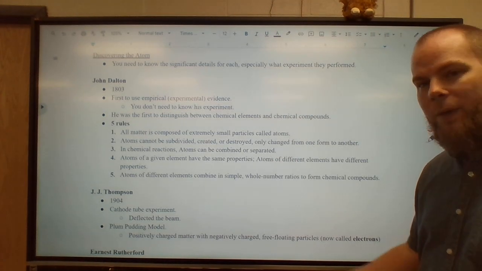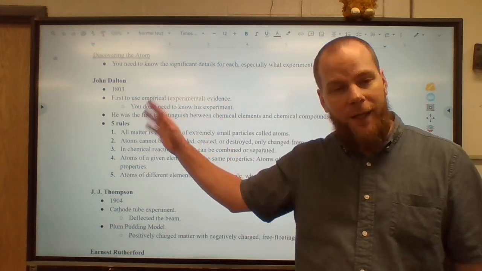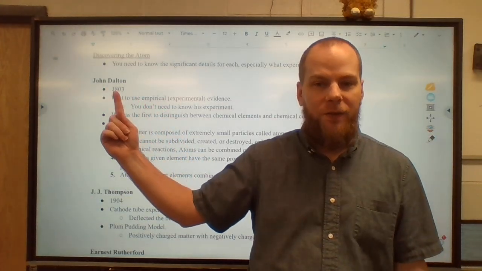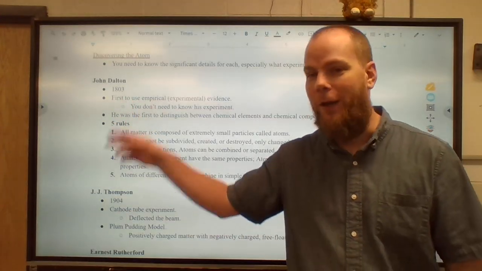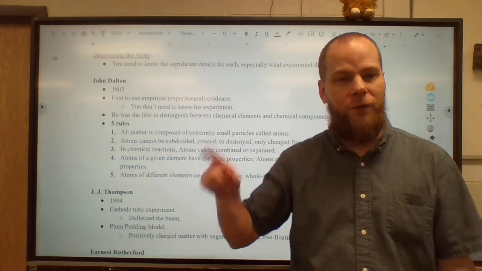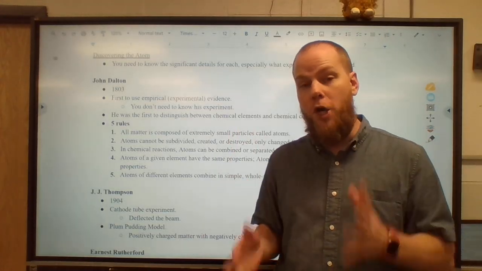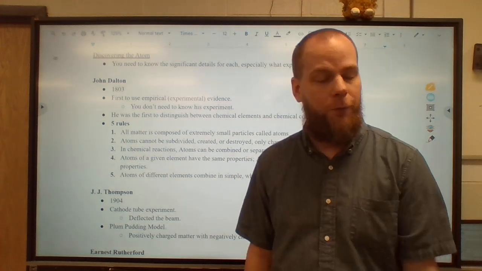All right, now we have Dalton. Okay, so Dalton published his scientific advancement in 1803. And for all of these scientists, you're going to see a single date rather than a date range. That's because we know when they made their information public. We know when they published their research.